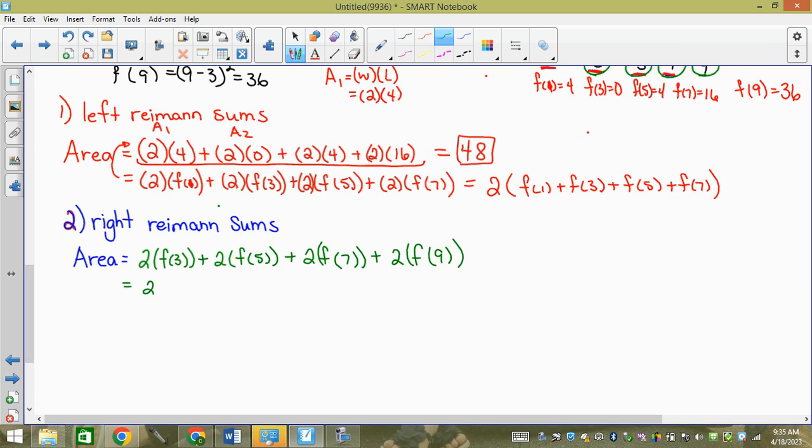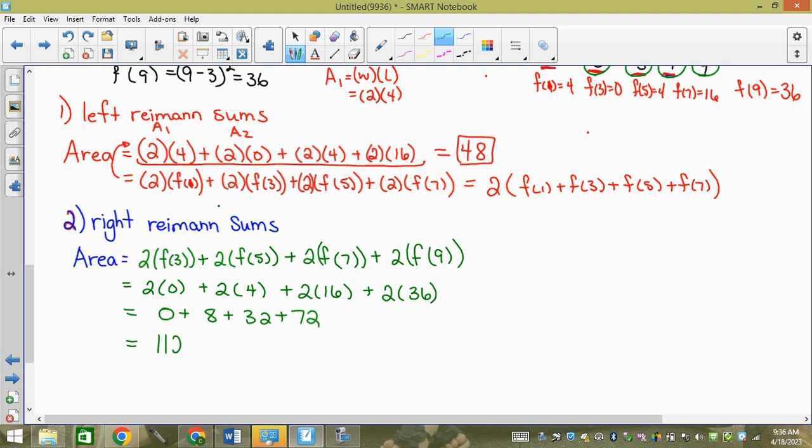So I'm going to get 2 times F3 is 0, plus 2 times 4 plus 2 times 16 plus 2 times 36. So I'm going to get 0 plus 8 plus 32 plus 72. Now some people like taking the 2 out because then they can just go 4 plus 16 plus 36 and then just multiply it by 2. Okay, so we have 40 plus 72, which is?